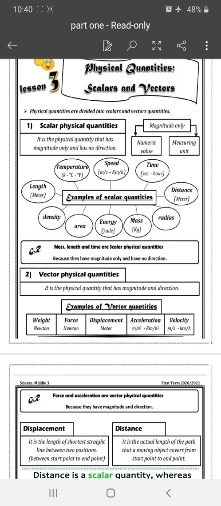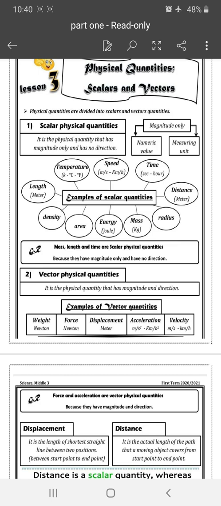Number 2, vector physical quantity. A vector physical quantity must have magnitude and also direction. For example, the weight. Weight equals mass times gravity, and the direction of gravity, as you know, is downward, right? So we have direction here. So weight is considered a vector because it has direction.